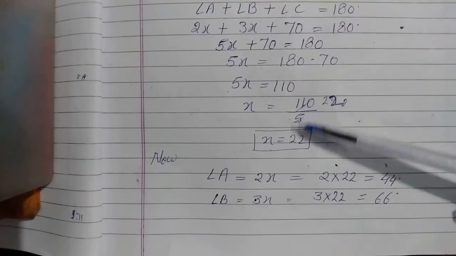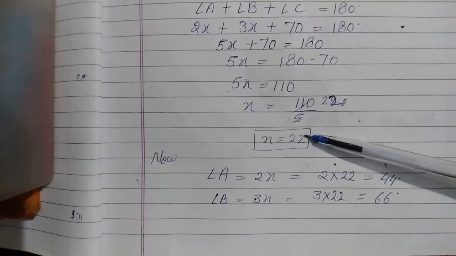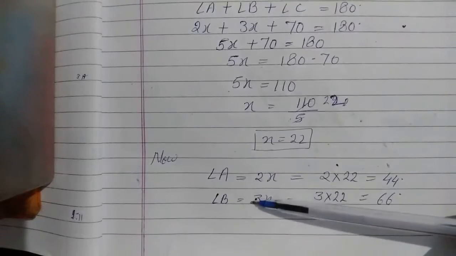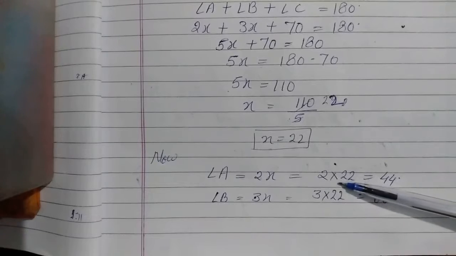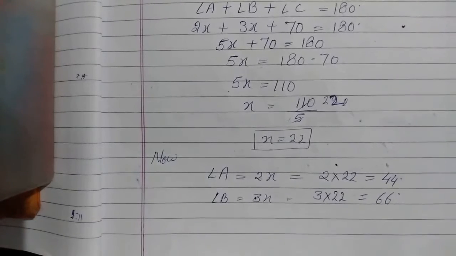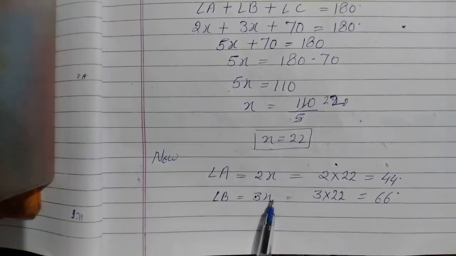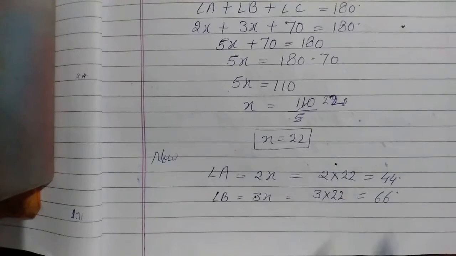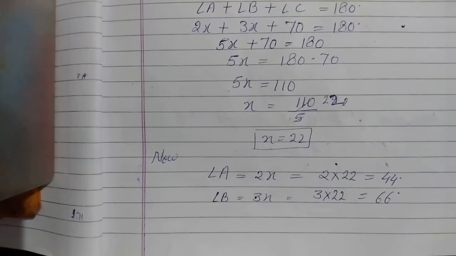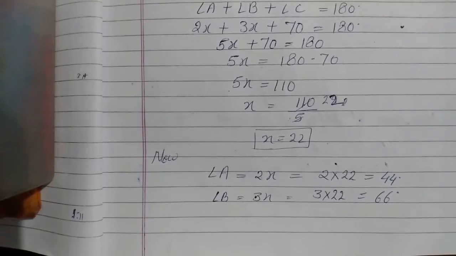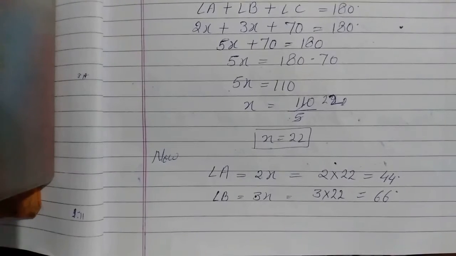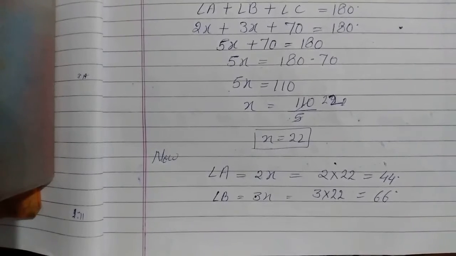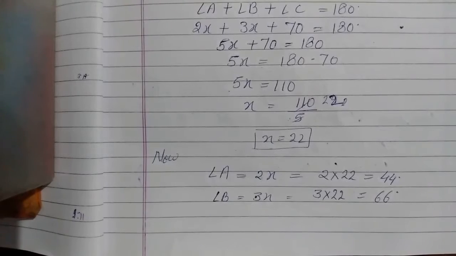So we have found the value of x. x is equal to 22. Now we will put this value in angle A and angle B. Since A is equal to 2x, that means 2 into 22, so this will become 44. Now B is equal to 3x, 3 into 22. That means 66 degrees. So now this is 44 and this is 66, and we have already found angle C is equal to 70 degrees. So these are the angles of triangle ABC.